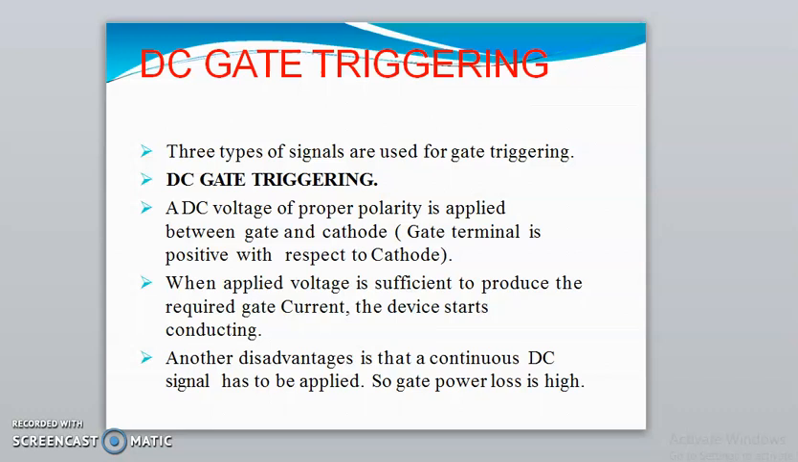In this, the variable resistance R is used to limit the gate current. The main drawback or main disadvantage of this DC gate triggering is that a continuous DC signal has to be applied at the gate terminal, which causes the gate power loss.